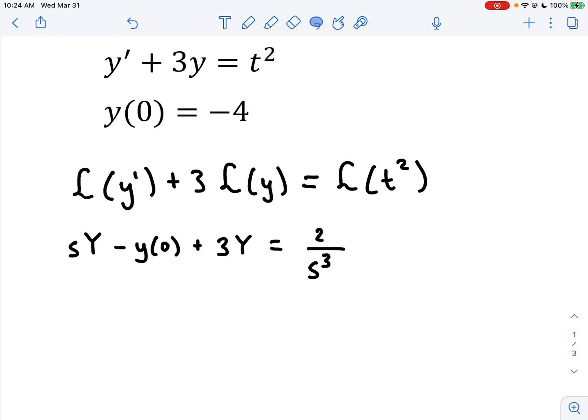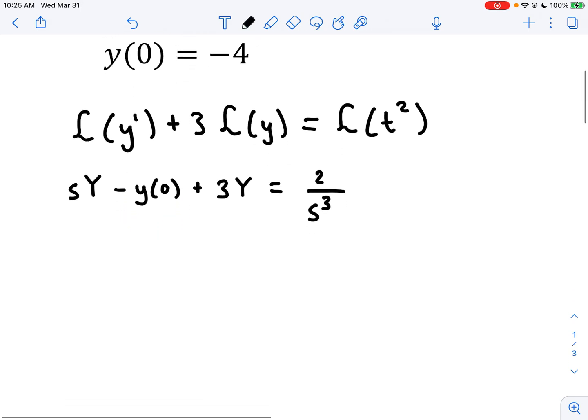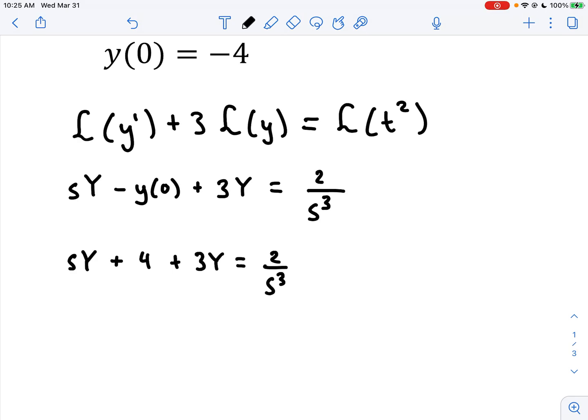Okay, now what we're going to do is use our initial condition, the fact that y of 0 equals negative 4, to replace this here with negative 4. We can do that really quick. s times capital Y minus negative 4, so this will become plus 4, plus 3 capital Y is equal to 2 over s cubed. And now we're going to isolate the capital Y.